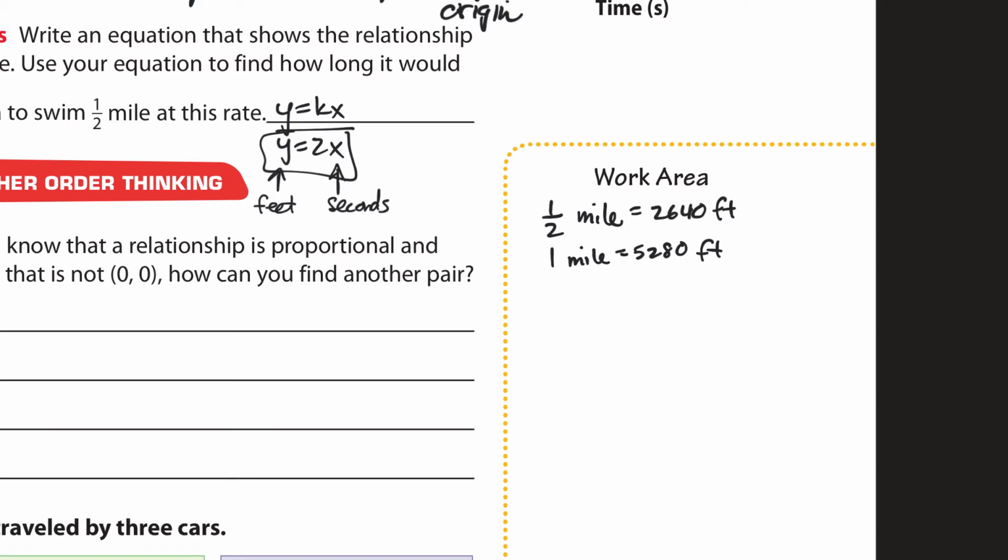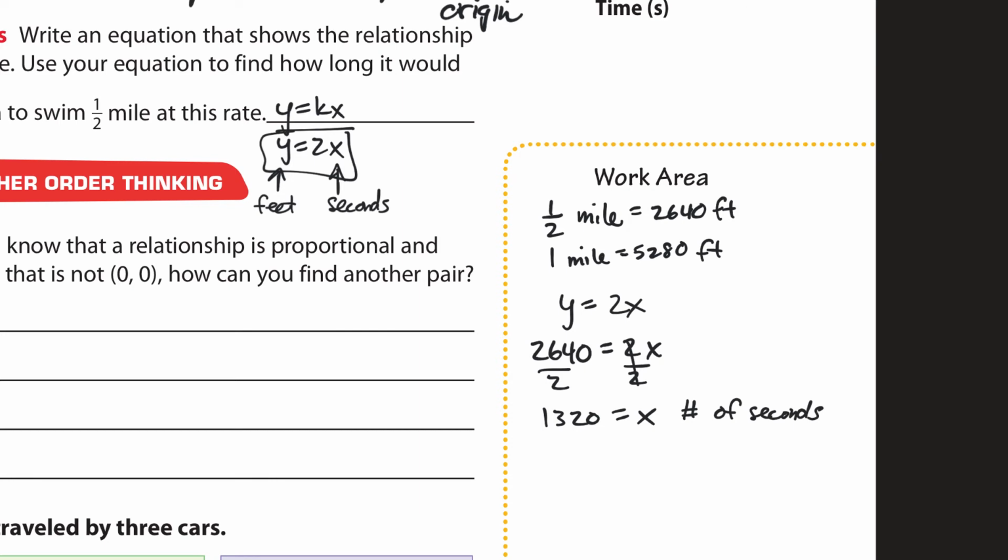2640 feet. So we have our y equals 2x. We know that y is how far she needs to travel, which is a half mile, which is 2,640 feet. And it's 2 times the number of seconds. We're going to have to change those seconds to minutes, but we'll do that all in due time. So let's solve for x, the number of seconds. We divide both sides by 2. They cancel, and we have 2640 over 2, 1320 is equal to x. That's the number of seconds.